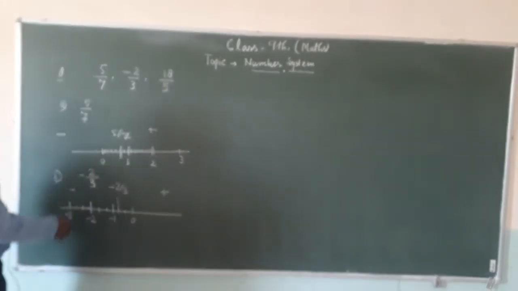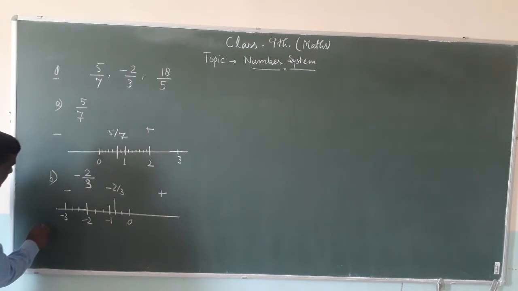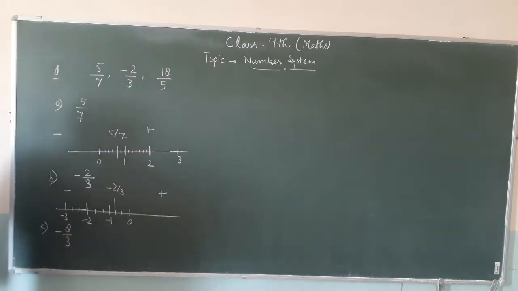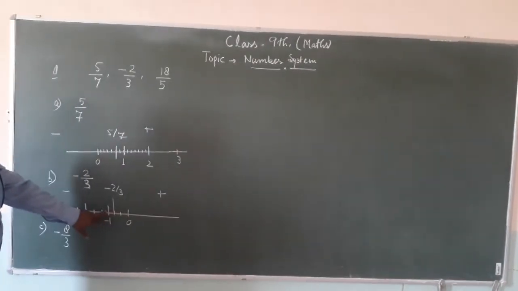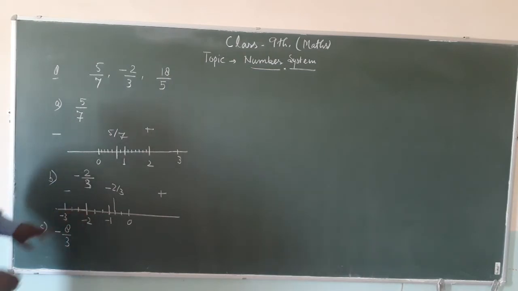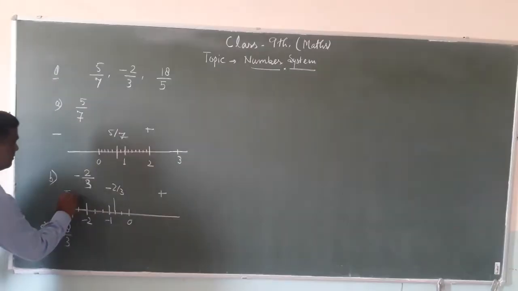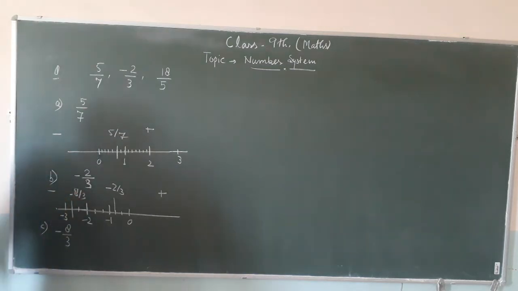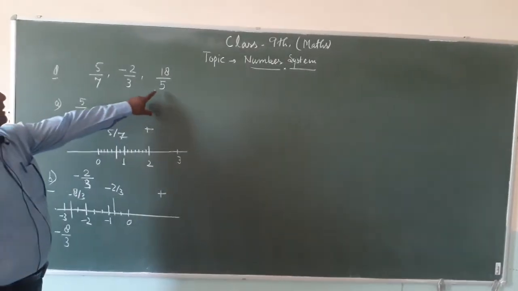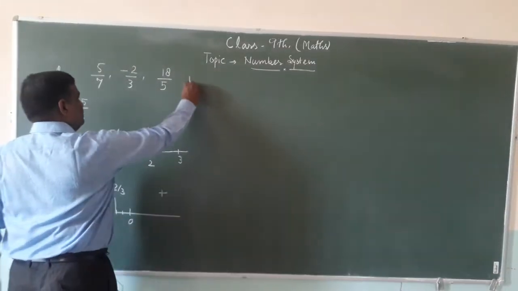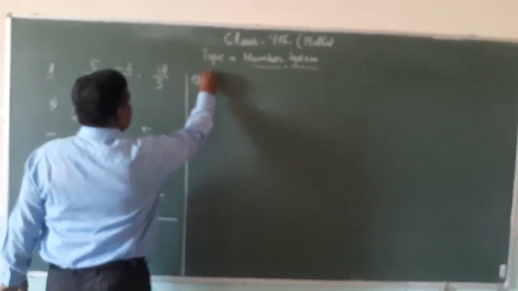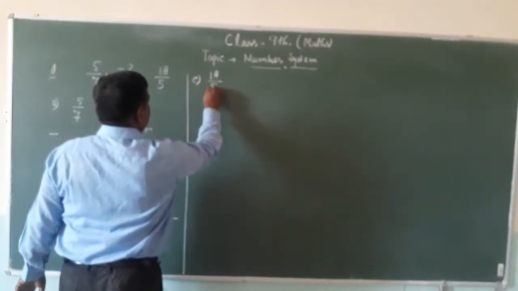Again we have to take, suppose, minus 8/3. Draw this: 1, 2, 3, 4, 5, 6, 7, 8 here. This is minus 8/3. Okay, again we can take 18/5. Here we can draw 18/5.